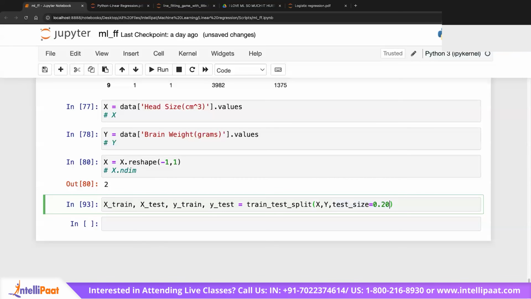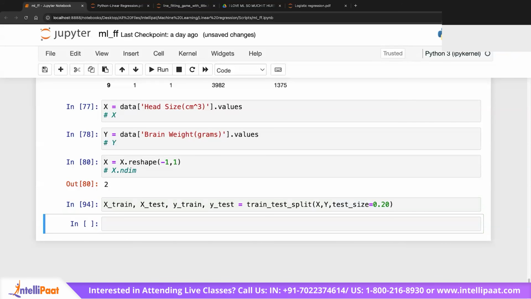Are we clear? I'm going to keep it only 20% and split the data. So did we get the value of x train, x test, y train and y test? Just what I taught you a while ago. Run this code. Your answer is done. That's it. That's all you had to do. The concept I had to take was so long, but it happened in one single line.